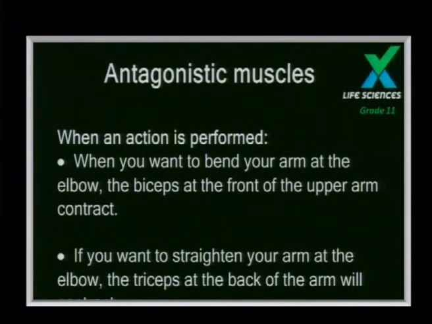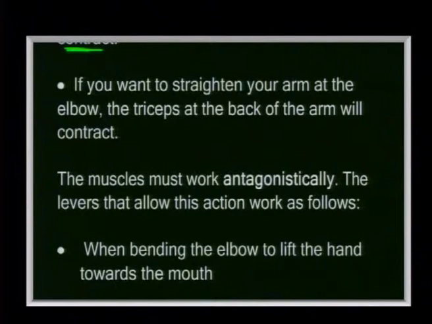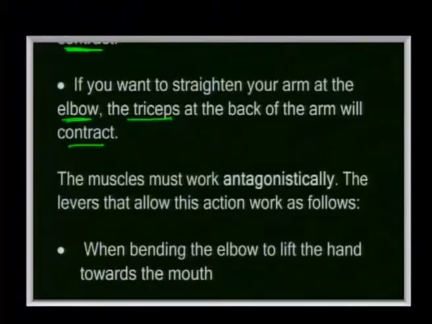Now, when an action is performed, let's look at it. You want to bend your arm at the elbow. The biceps in the front of the arm contracts. Okay, if you want to straighten your arm at the elbow, the triceps at the back of the arm is going to contract to open it up. It's what I've just shown you now. Okay, biceps contracts, triceps contracts, and that makes me able to move my arm at a different rate. The muscles must work antagonistically. Please make sure you can spell that word.